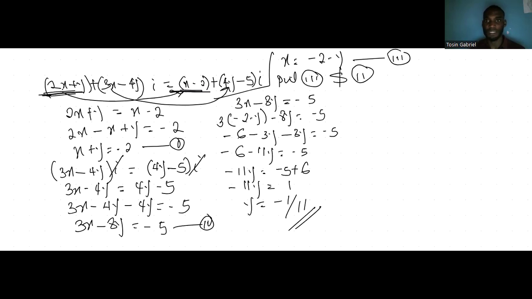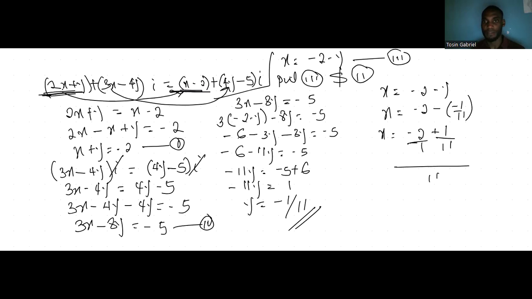Then you come here and say that x is equal to minus 2 minus y. So what is y? y is minus 1 over 11. x will be minus 2 plus 1 over 11. Then you find the LCM. 11 will be the LCM. So here x will be 11 divided by 11 is 1, multiplied by minus 2, that's going to be minus 22. And plus 1 times 1. So this is going to be minus 21 over 11.